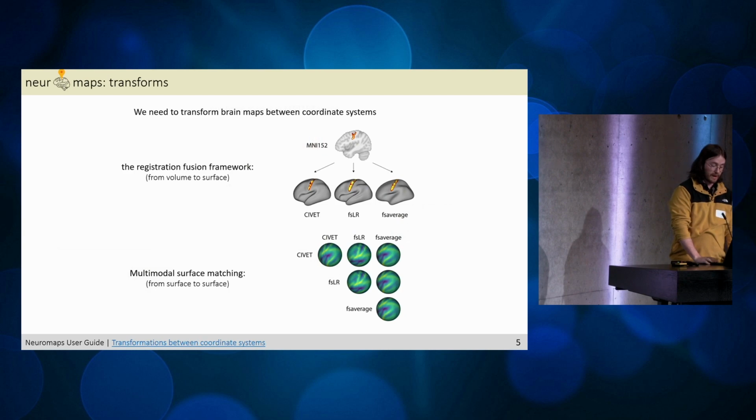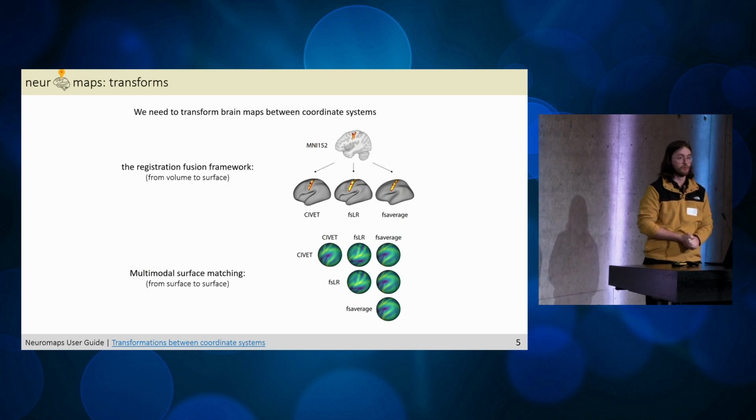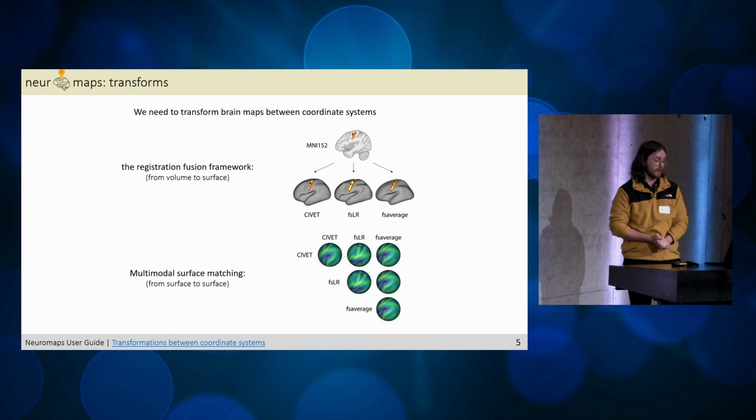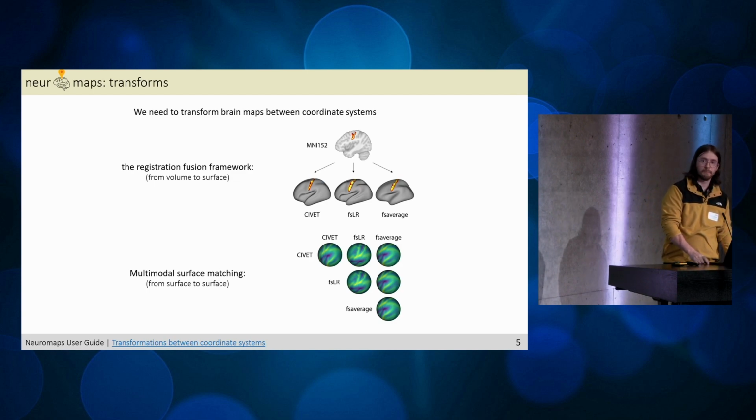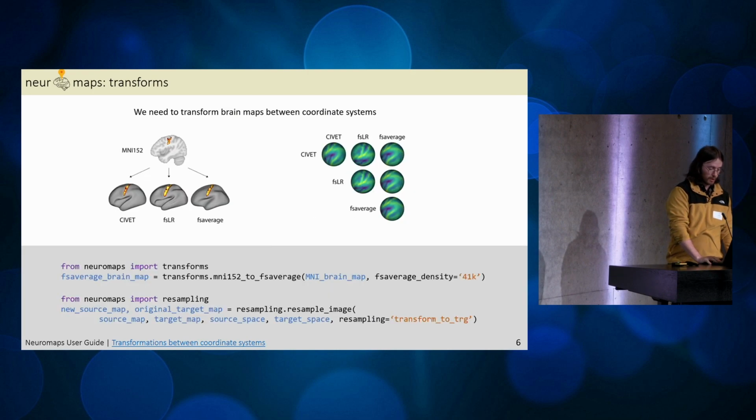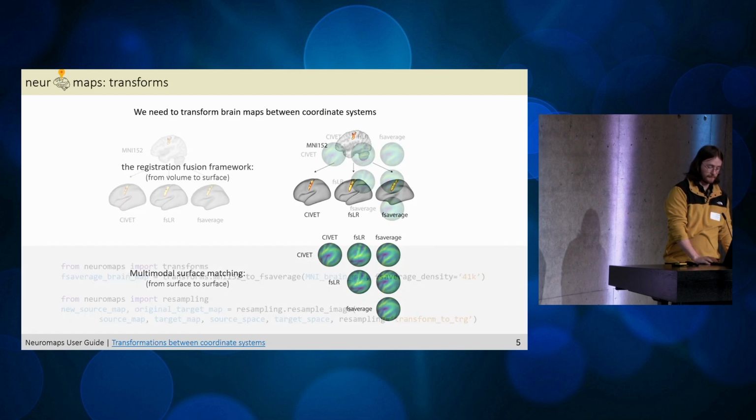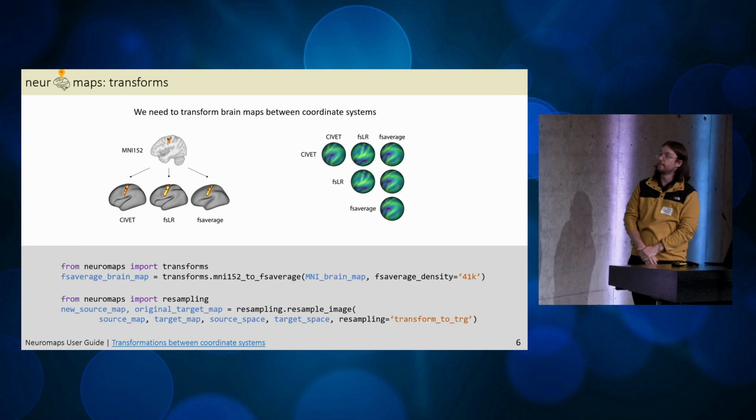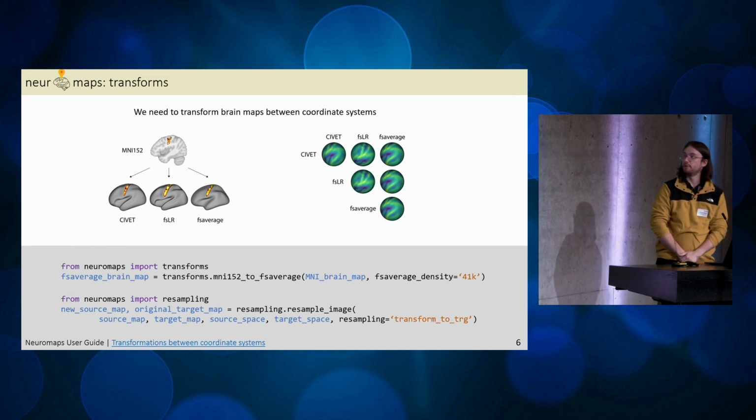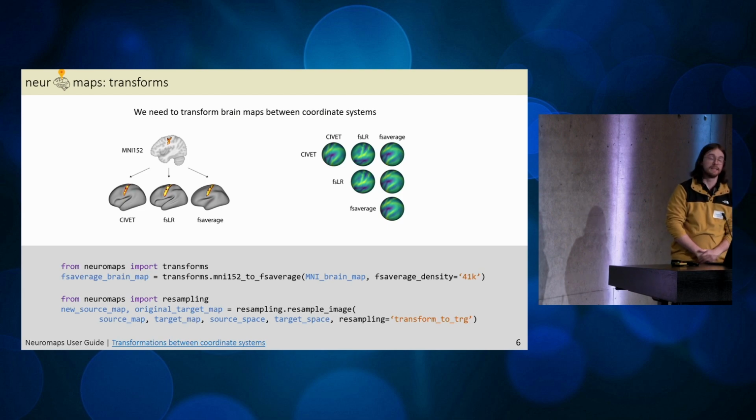We provide mappings from volume to all of these different surfaces using the registration fusion framework, and we also provide mappings between all of these different surfaces using multimodal surface matching. This is an example of how the code would look, and it's basically one simple line of code. For example, if we want to transform from MNI152 to fsaverage, it's one line, and this is the name of the function. It's not too complicated: you give your MNI brain map, specify the density you want for your fsaverage, and you get your brain map, as simple as that.